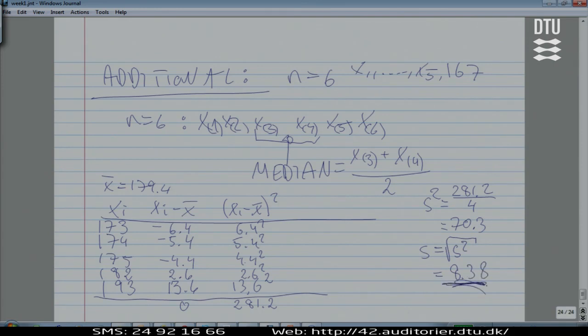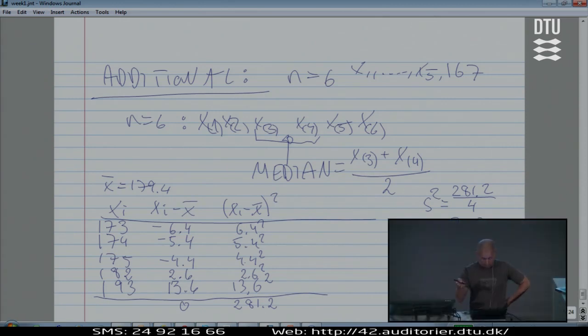This is the number that we can understand, actually, the 8.4. 8.4 centimeters. On average, young males are 8.4 centimeters different from the mean height of 179.4. Right? Not all people are 179.4. We all know that. So just telling that the mean height is 179.4, that's fine, but it's not the full story. It doesn't tell much of the individual.